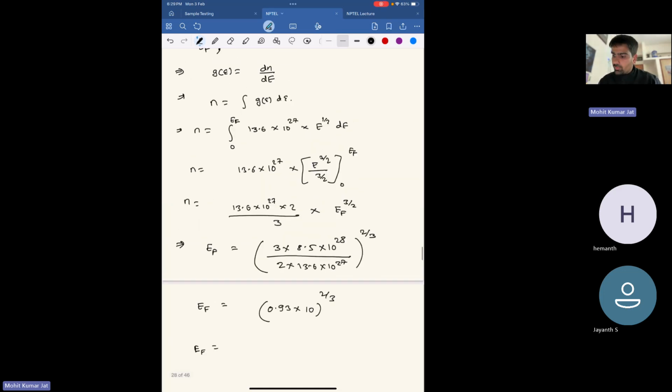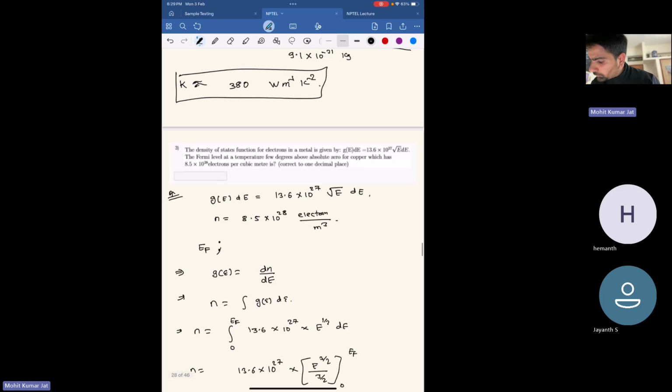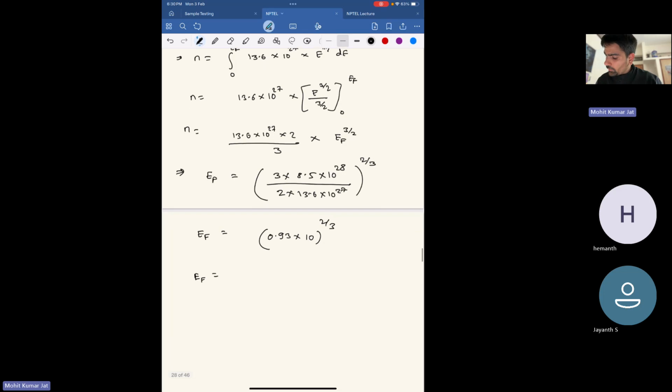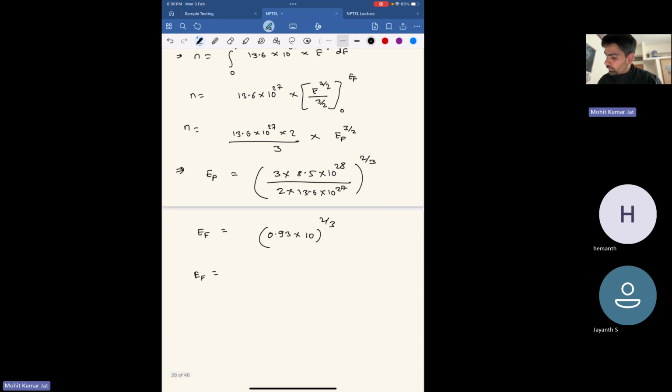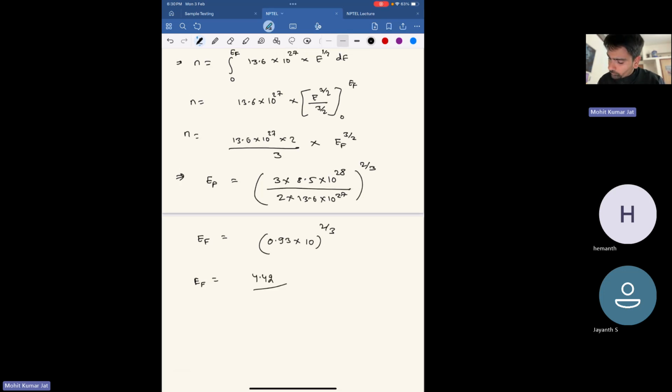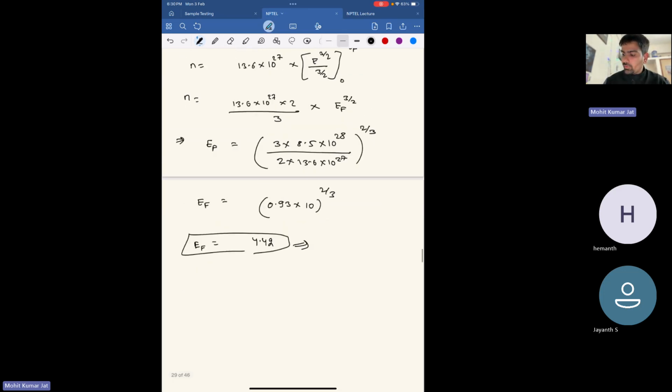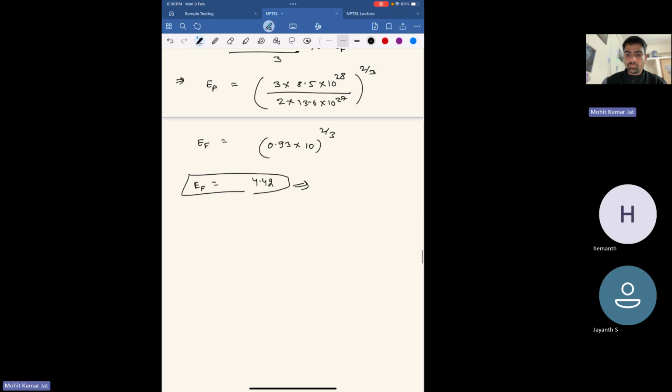Make sure that, so it will be 9.3 to the power 2 by 3. That gives me 4.42. EF to be 4.42. Yeah, so that's the answer for it. EF is 4.42.